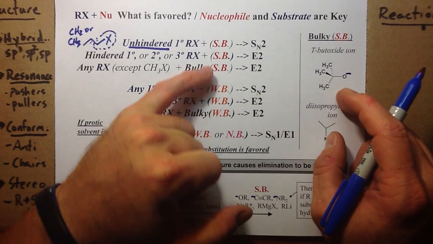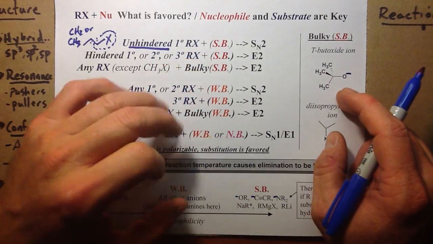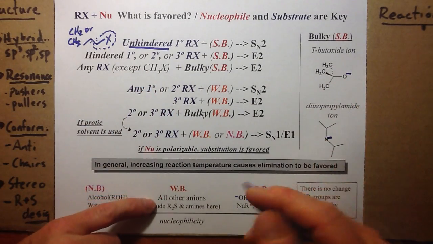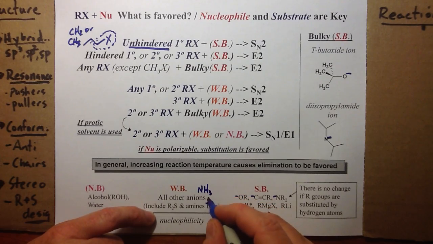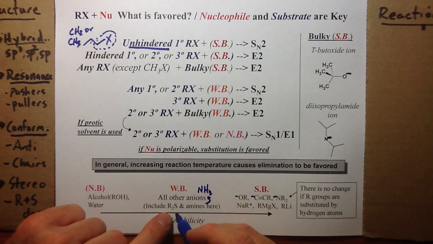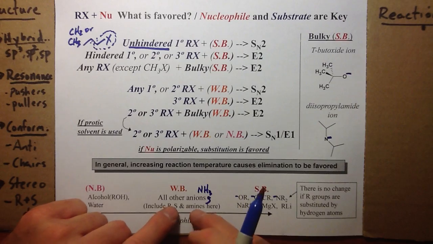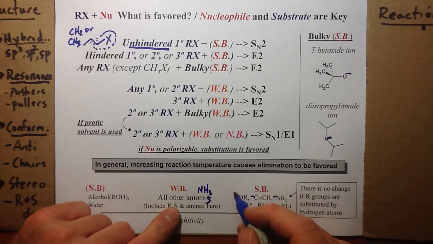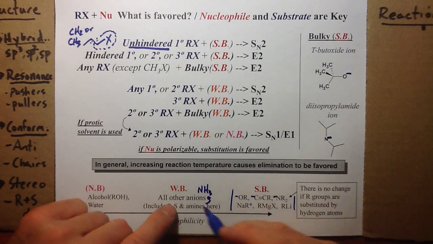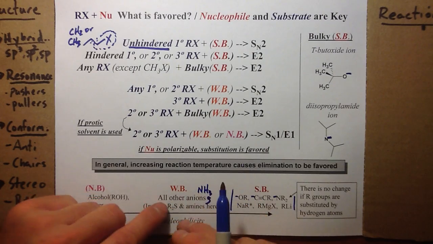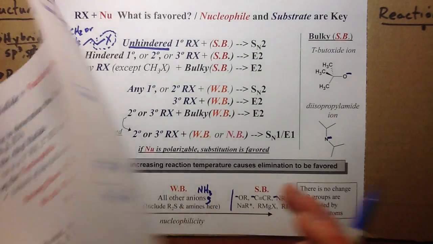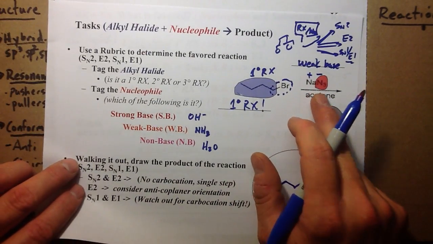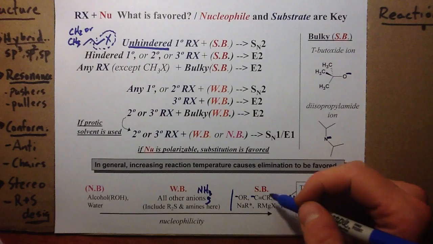Going on down to weak bases, so we have strong bases. If we use weaker bases like those amines, or a sulfide or dialkyl sulfides, or any other anions other than the ones listed here, so the azide that we saw here would be any other anion. It's not one of those listed here.